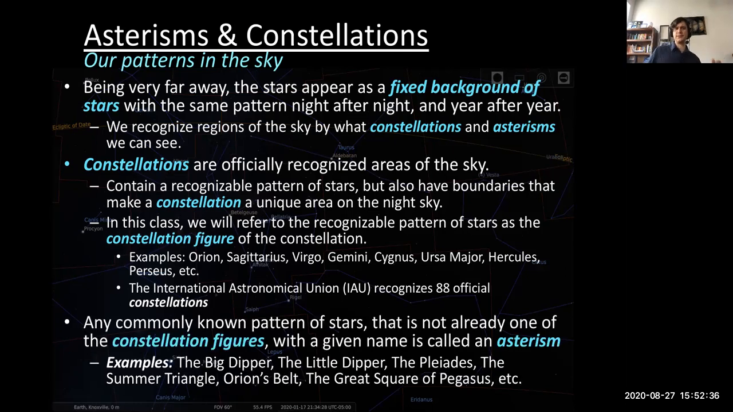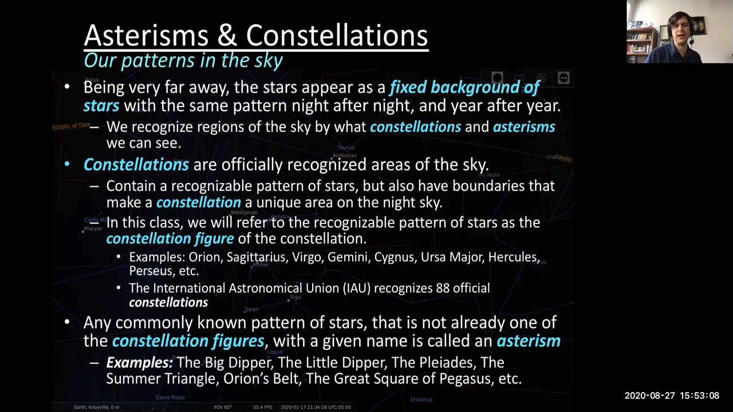Now, what's the difference? What's this asterism thing? Any commonly known pattern of stars that has a name but is not already one of the constellation figures. So it's a pattern of stars that you can say, and people will go, oh yeah, the person's talking about a pattern of stars. That is what an asterism is. It can't be a constellation figure. It doesn't necessarily have to be contained within one constellation.